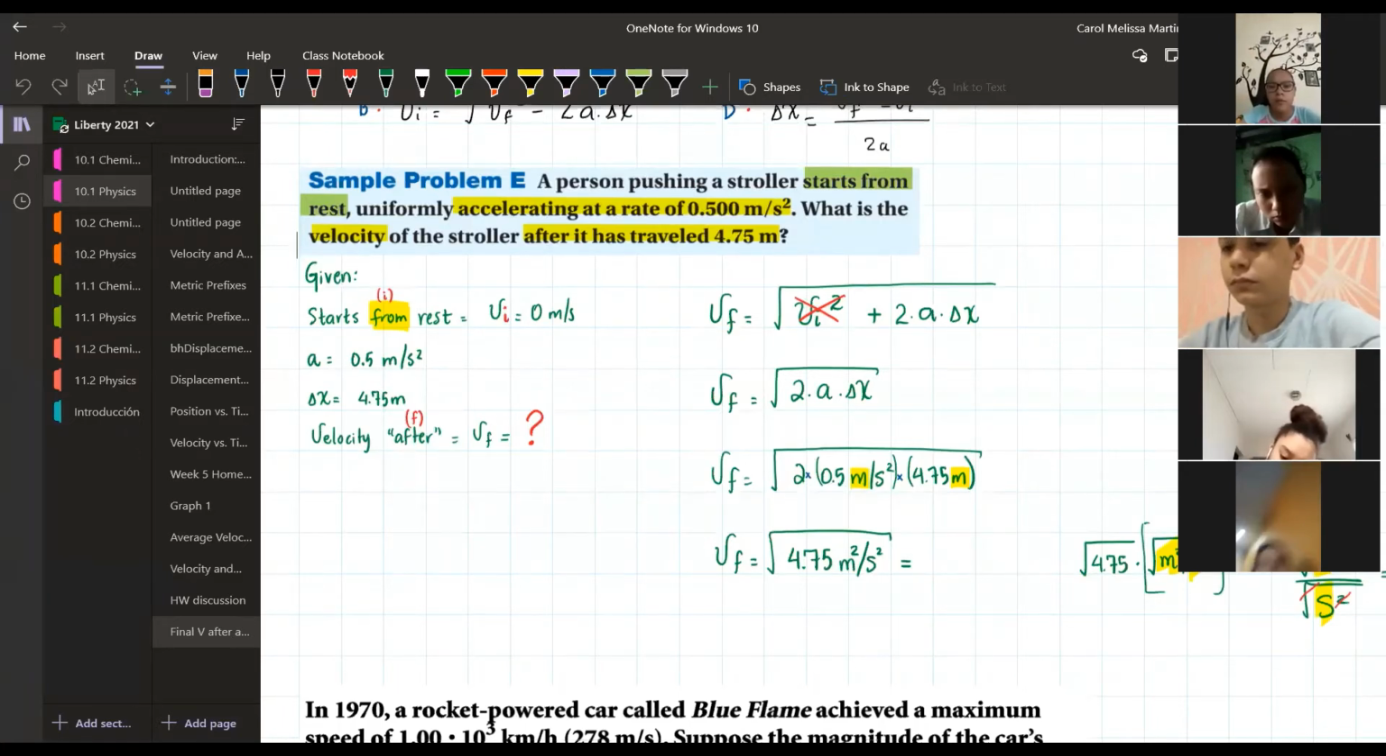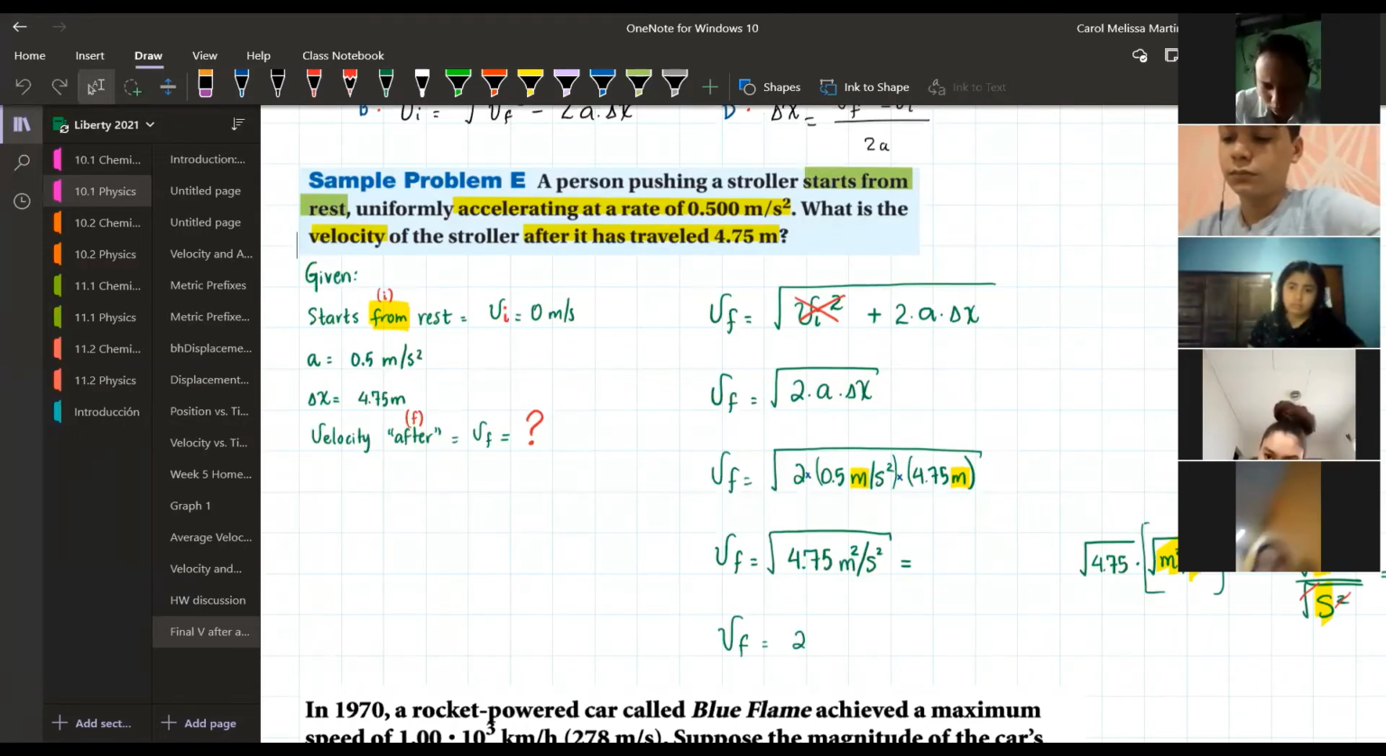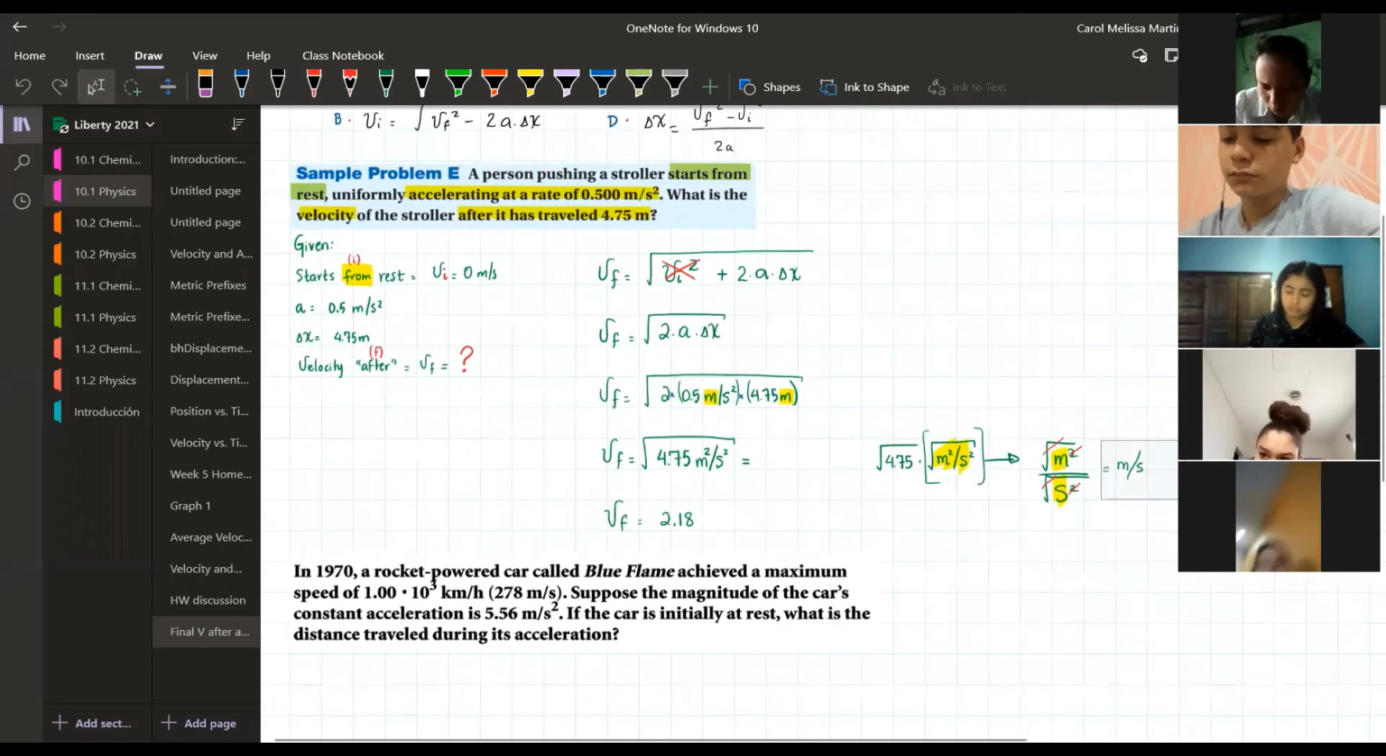And how much is this? What is the square root of 4.75? 2.18. You round it to 2.18, and the units, remember what we got? We got meters over second. So we just write the units, meters over second.